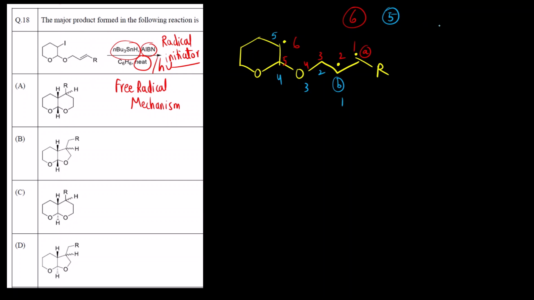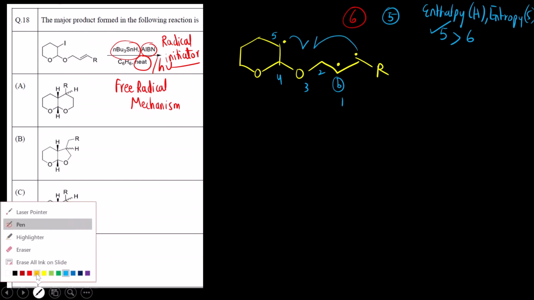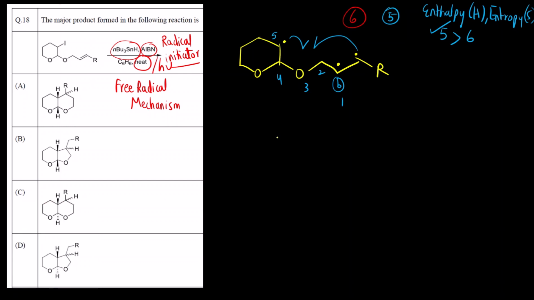Always remember, it is experimentally found, based on the enthalpy and entropic factors, that a 5-membered ring is more stable as compared to a 6-membered ring. The 5-membered ring will be formed. So the blue colored pathway will be followed. These two radicals will combine and we will get a 5-membered ring. So what will be the final product? This ring remains as it is and we get a 5-membered ring.